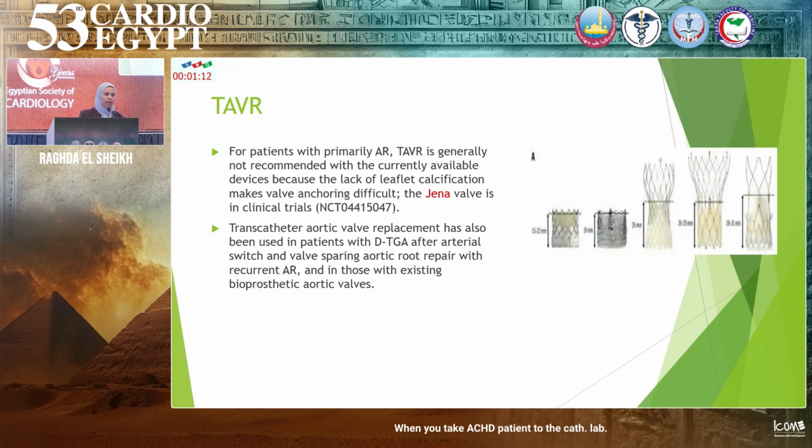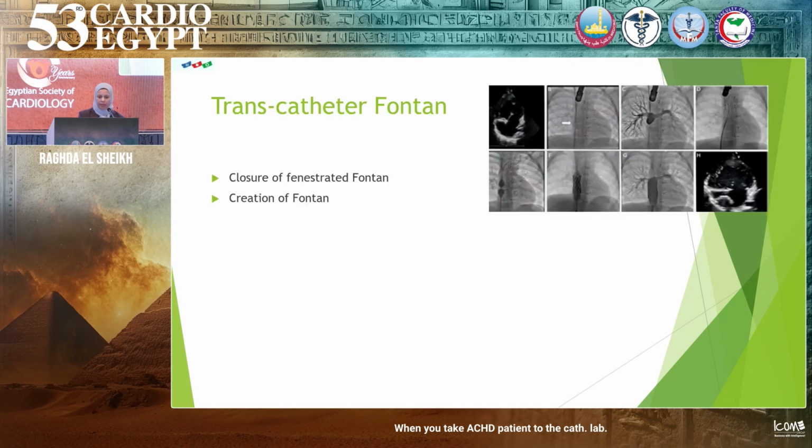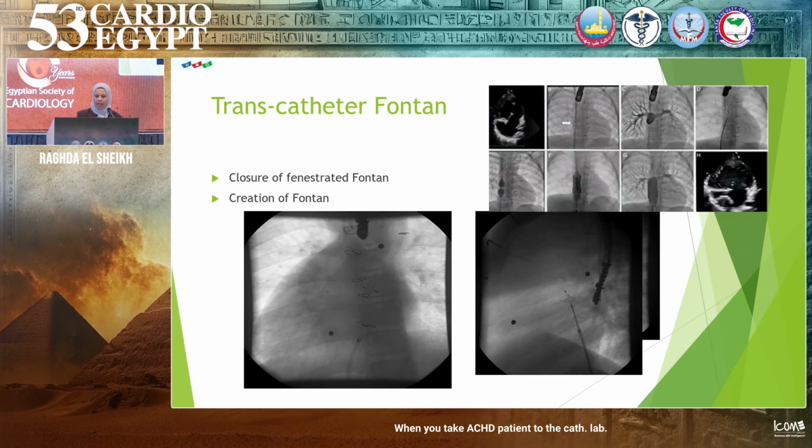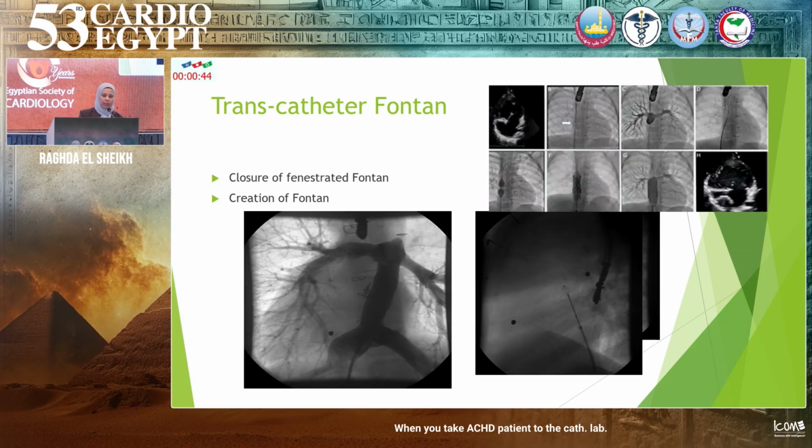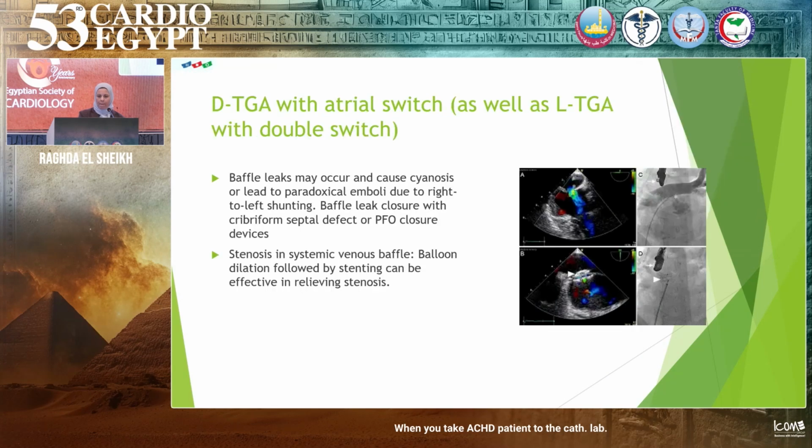Now there is the J-Valve, which can be put in the aorta for severe aortic valve incompetence, not stenosis. Also, we can put TAVI in a congenital bicuspid aortic valve, which is also new. We can create a Fontan transcatheter also in adult congenital heart disease, or we can close the fenestrated Fontan, which the surgeon sometimes leaves as a vent for the Fontan to be successful. And this is the closure of the fenestrated Fontan using a PFO device.